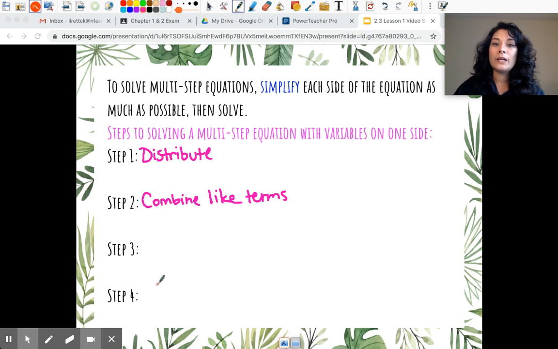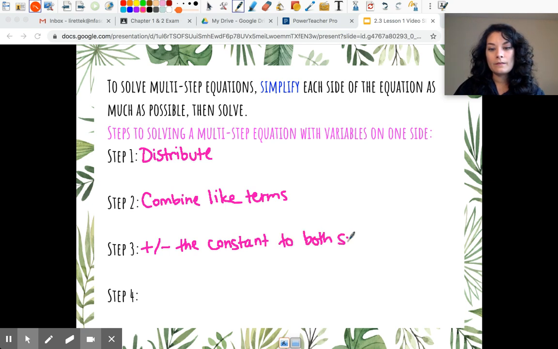And then steps 3 and 4 just come from the previous lessons that we've covered. At this point, it should be a 1 or 2 step equation. If it's a 2-step, the first thing that we're going to do is add or subtract the constant to both sides. And again, the constant is just the number that's not attached or dependent upon a variable. It's just a number by itself.